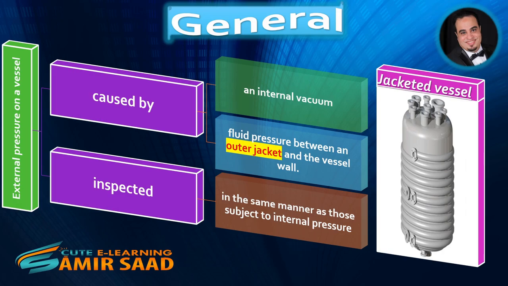External pressure on a vessel can be caused by an internal vacuum or by fluid pressure between an outer jacket and the vessel wall. As illustrated in the figure, example of the jacketed vessel, vessels subject to external pressure are usually inspected in the same manner as those subject to internal pressure.